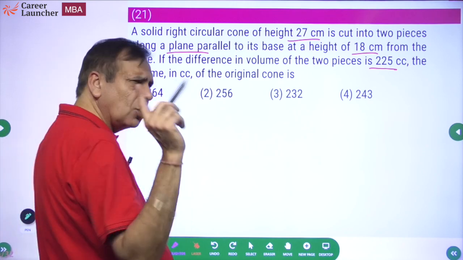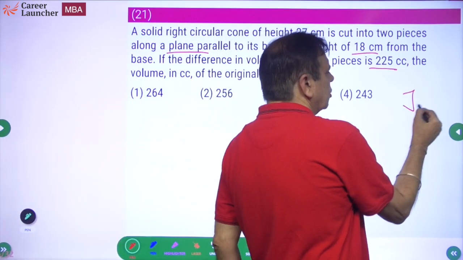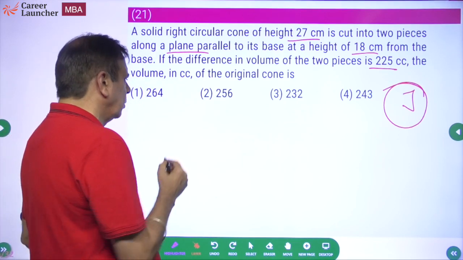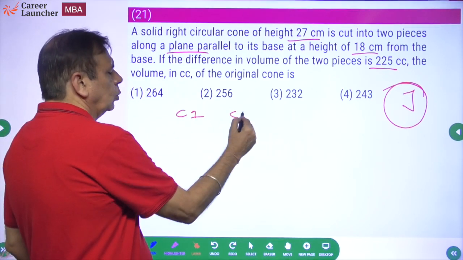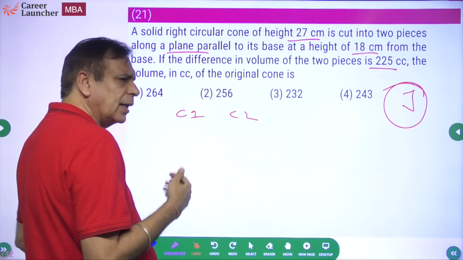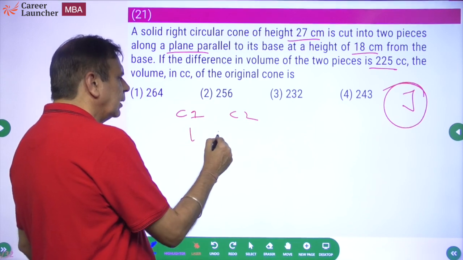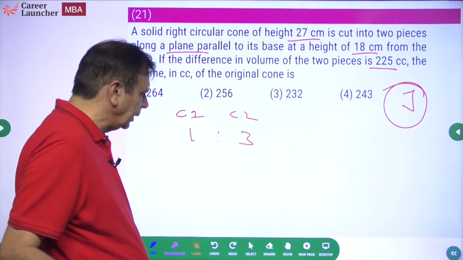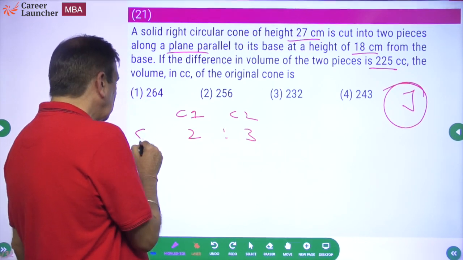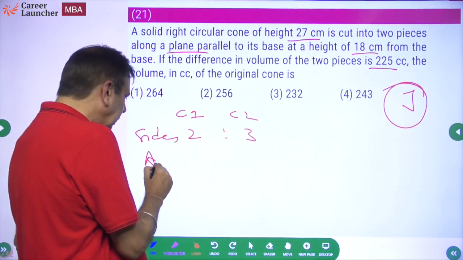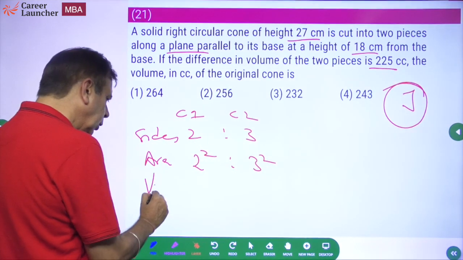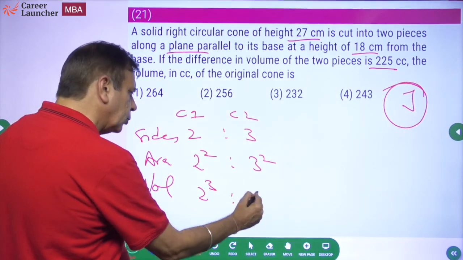So, ratios, the jugaad which people miss out here is ratios. It is ratios which is extremely important. After all, look at two cones. If cone 1 and cone 2, if the ratio of sides, a ratio of height or whatever, let's say all dimensions are in the ratio of 2:3. If the ratio of sides is 2:3, what will be the ratio of area? It will be 2 square is to 3 square. Ratio of volume will be 2 cube is to 3 cube.